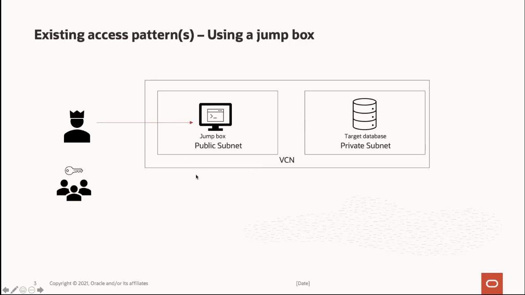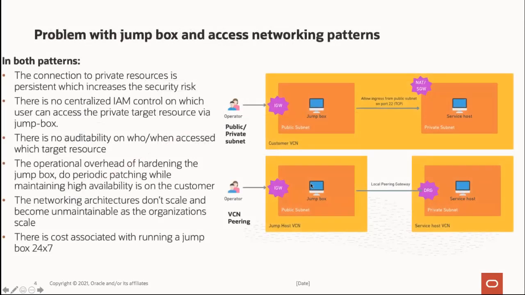And then from the operators, the security admins collect their public key and put it manually on this jump box, so that the operators can use their private keys to jump through the jump box, use the client tools of the database and access the database, right? So as you can see, there are some basic problems with these patterns, right?